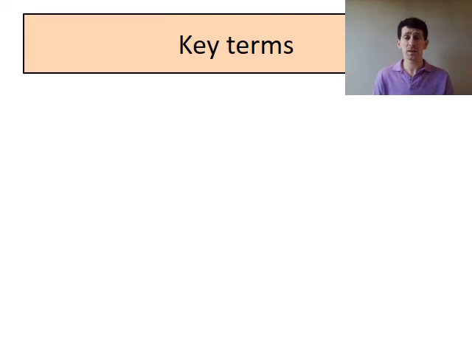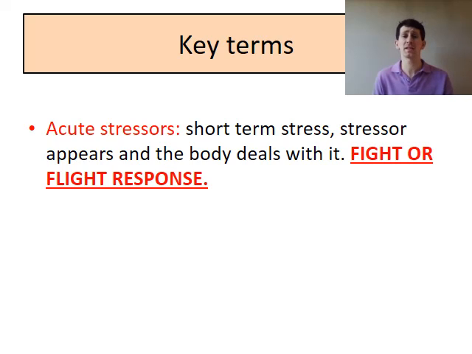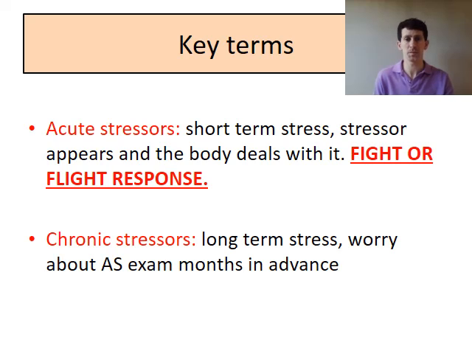Right, some key terms you need to know while we're moving through this video. The first one is acute stress. Acute stress is basically short-term stress, like our example of someone coming up behind you in a dark alley. It's something that is going to be very short-term. It happens and your body deals with it. And this is what the fight or flight response is related to. The second type of stress you can have is chronic stress. These are long-term stresses, long-term worries, like you lot worrying about your exams months in advance. Well, most of you worrying about your exams months in advance.